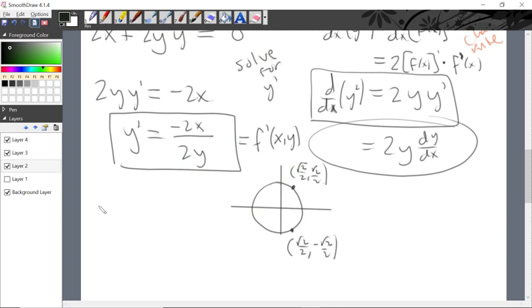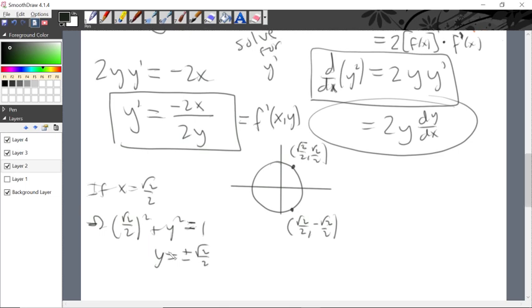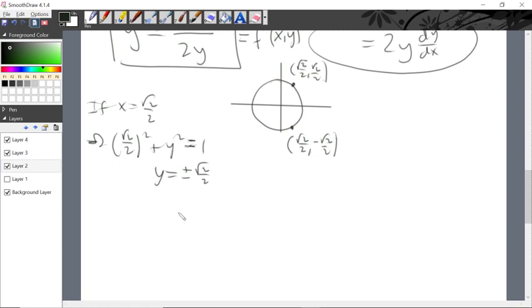And so what we can say is that, well, if x is equal to root 2 over 2, then from the equation of the unit circle, right, which is x squared plus y squared is equal to 1, from that equation, we can solve for y, and we get y is either plus or minus root 2 over 2. So we get the numerical values for y instead, okay, or we otherwise get them from the graph. We see them from the graph here, okay?